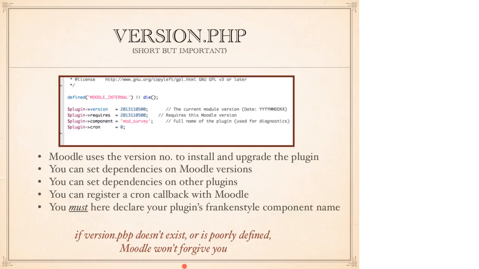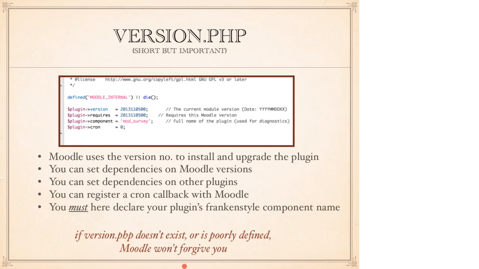You can also set dependencies on other plugins. In the Poodle filter, which contains all the core functions for my Poodle set of plugins, I have basically all the CSS files and all the JavaScript files, and everything's all in the Poodle filter. And the other plugins just depend on that. So if the filter is not installed, you can't install the other plugins either. You can register a cron callback with Moodle here, which is a really neat thing to do. So if you want your plugin to do something every 15 minutes or every day, then you can register a cron callback.